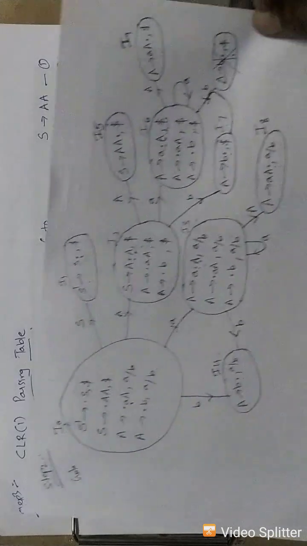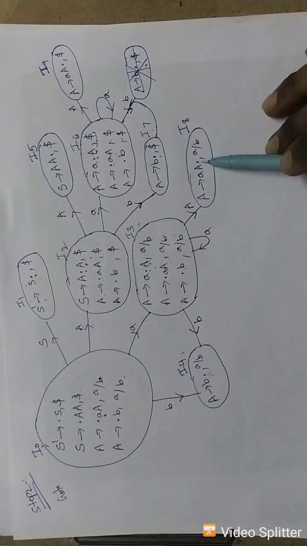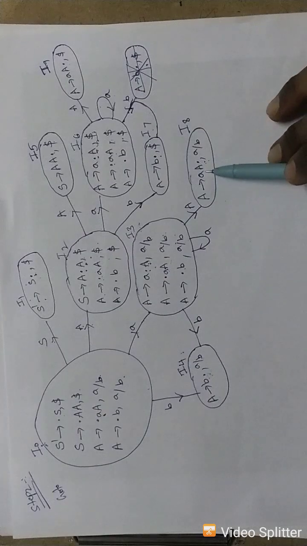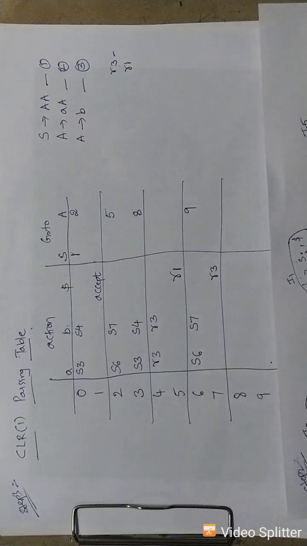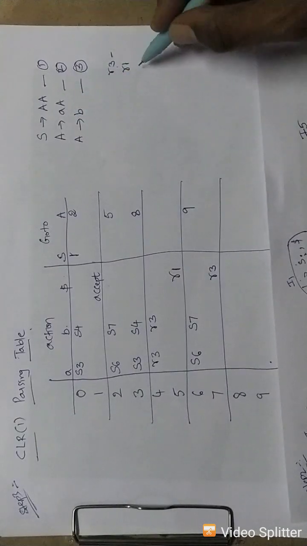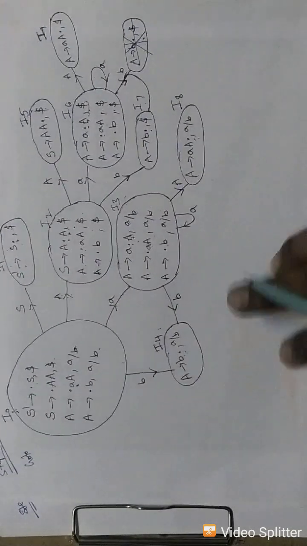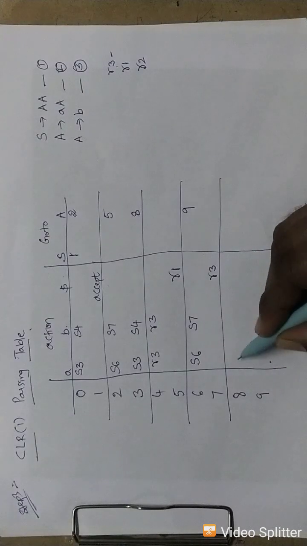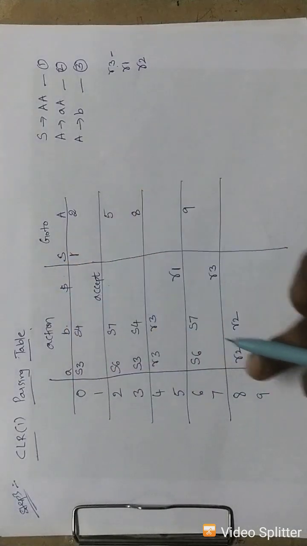Now coming to I8. This is also a final item. A implies small a, capital A. The look aheads are a and b. So A implies a A is the second production, that is R2. Where should I keep it? Under a and b. So R2 I should keep under a and b.